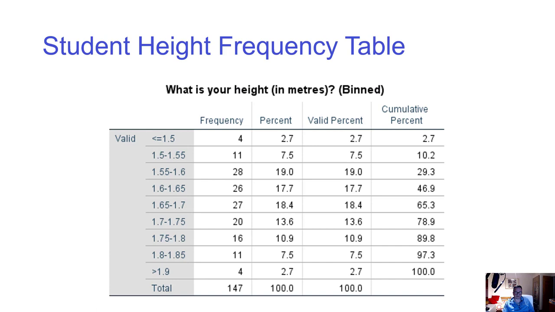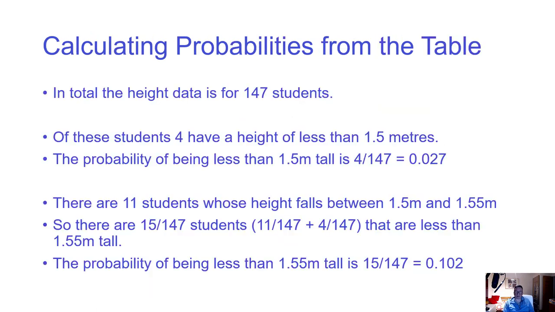Here, the number of people who are less than 1.5 meters tall is 4. The number that are greater than 1.9 meters tall is 4, and between those two they're split into 5 centimeter ranges. So 1.5 to 1.55 meters. 1 meter 55 is 1.55 meters, so it's 1 meter 50 to 1 meter 55. There are 11 in that group, and so on. In total, there are 147 students.